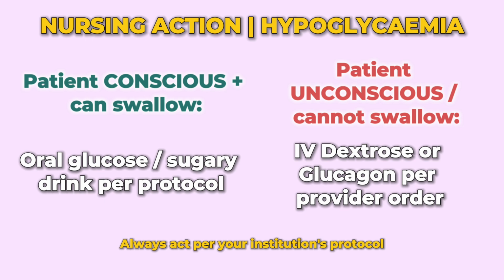You must know the peak time of whatever insulin your patient received. If your patient received NPH at 8 a.m. and it is now 12 noon, that is the peak window. Be alert. Teach every patient receiving insulin to recognize the early signs of hypoglycemia: shaking, sweating, feeling dizzy, and to carry a fast acting sugar source.